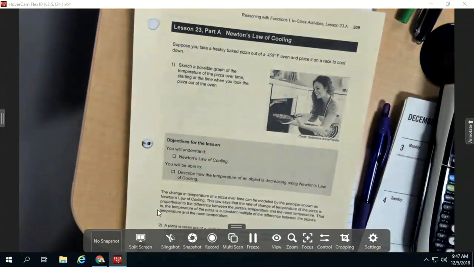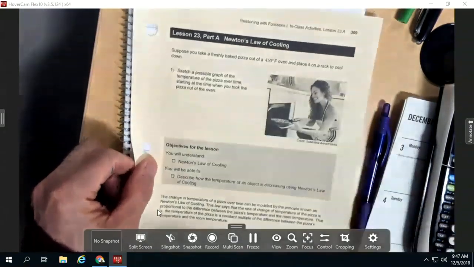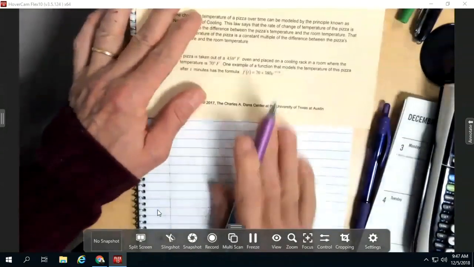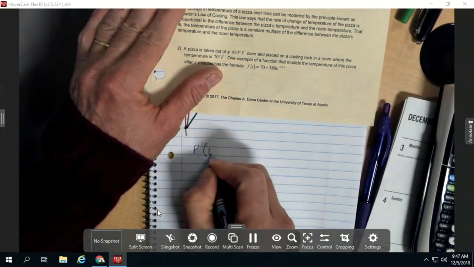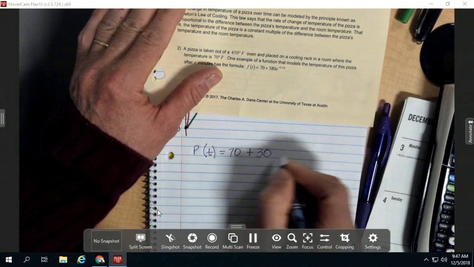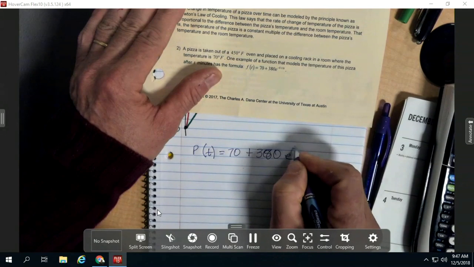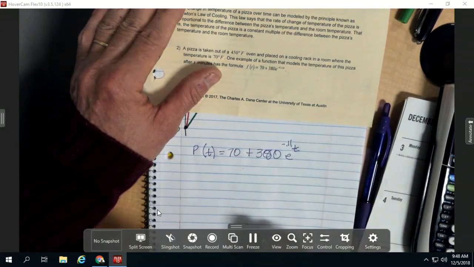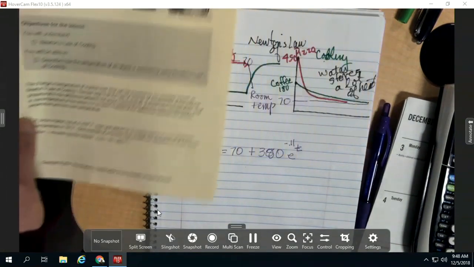Page 309. Let's see how to write this pizza problem. Down at the bottom of the page, it says the pizza temperature as a function of time is 70 plus 380 e to the negative, they say negative 0.11 t.